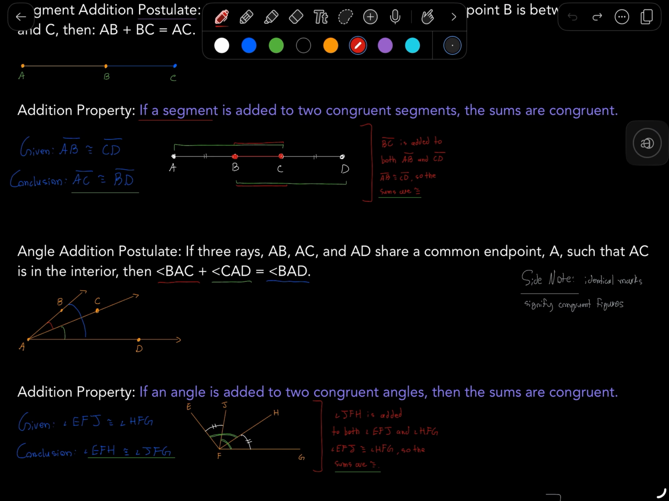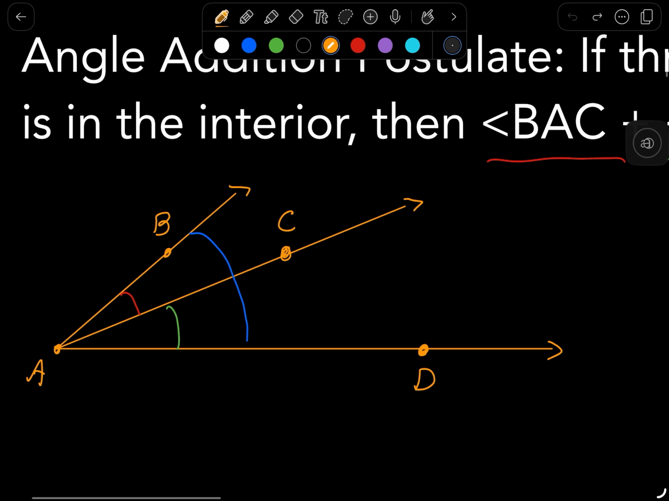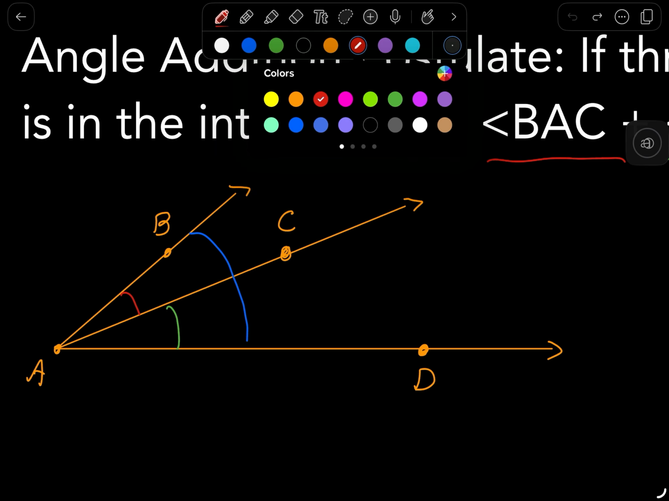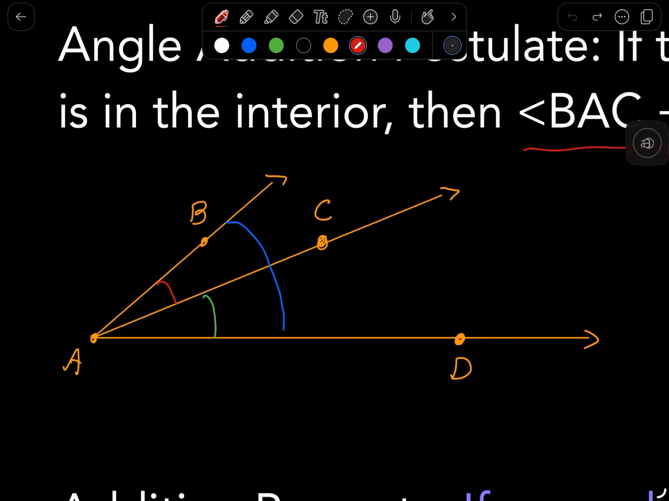That's for segments, right? Let's move on to angle addition, right? Similar logic. If you have angle BAD here, that's BAD here is the sum of the red and green angles, BAC and CAD. So once again, I feel like that's pretty self-explanatory, right? Because of course, these two angles that are adjacent to each other, they're gonna add up to one big angle. So once again, that's how angle addition works.